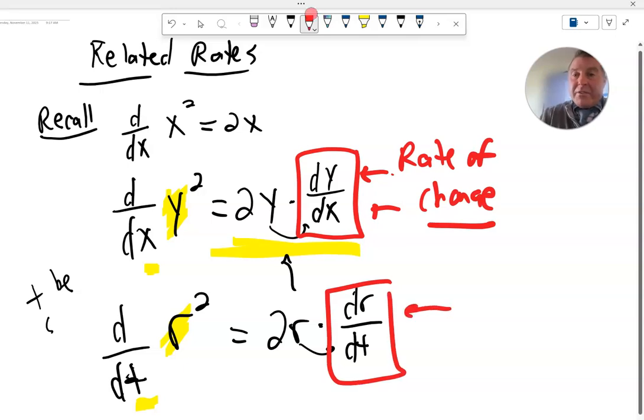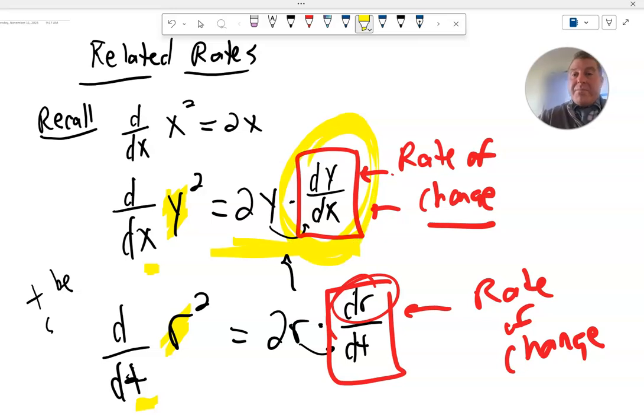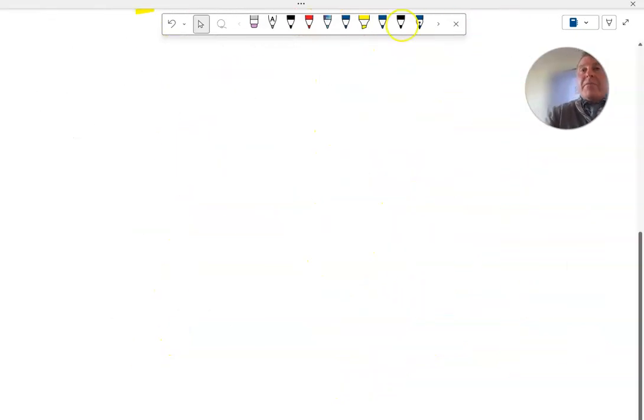This is a rate of change, not of y with respect to x or the slope of a curve. It's the rate of change of the radius with respect to t, time, seconds. In other words, how quickly is the radius shrinking or growing? So if we understand that dy dx is just a slope, a rate of change, then dr dt is just the rate of change of r, the radius, with respect to t seconds. Given that, we can now look at a related rates problem.